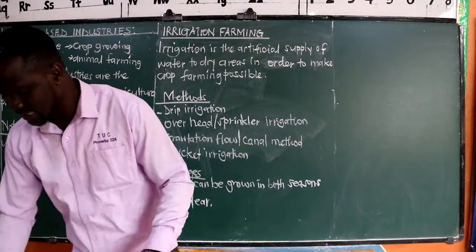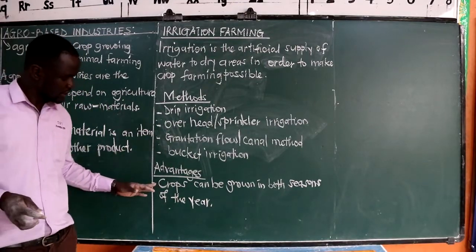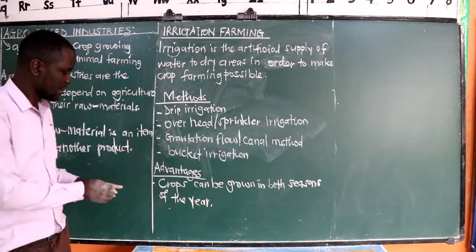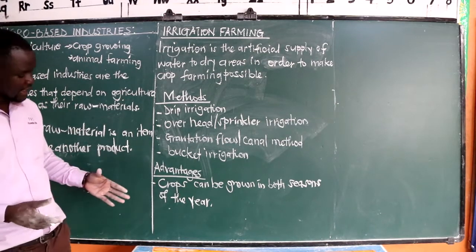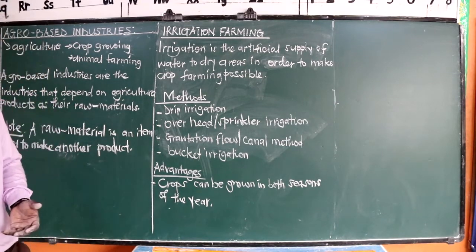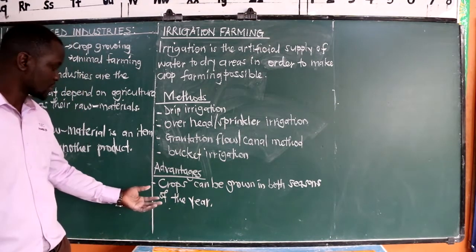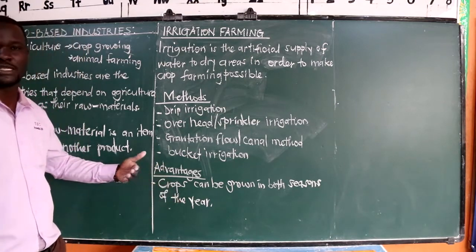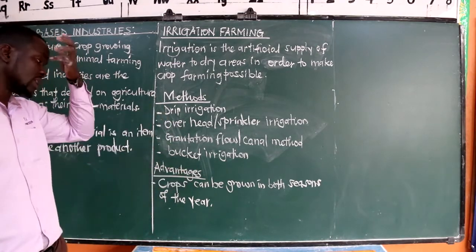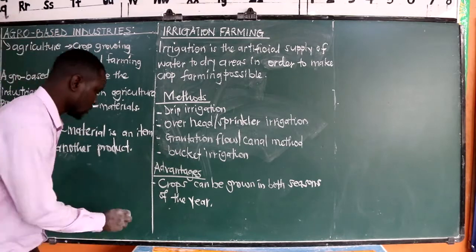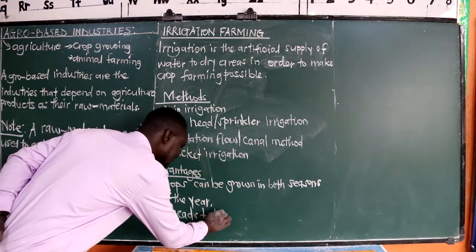So that is the first advantage. Advantage number 2 is it improves the soil fertility. Remember, as the crops are receiving water throughout, the soil becomes fertile. So as a result of the soil fertility, the farmers are able to receive high yields. The farmers get high yields because the crops get enough water. So it leads to high yields.